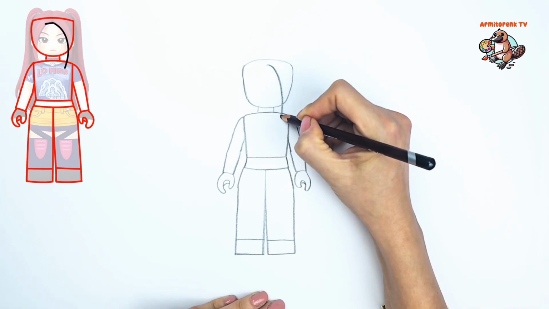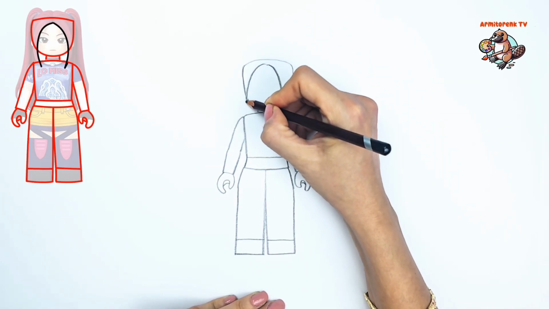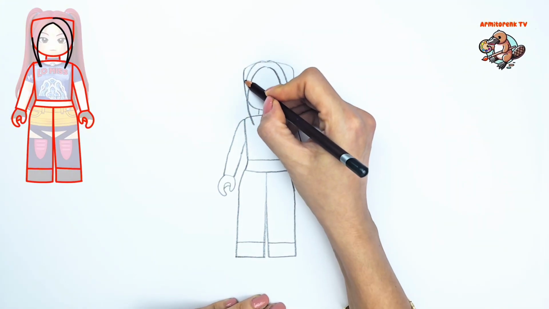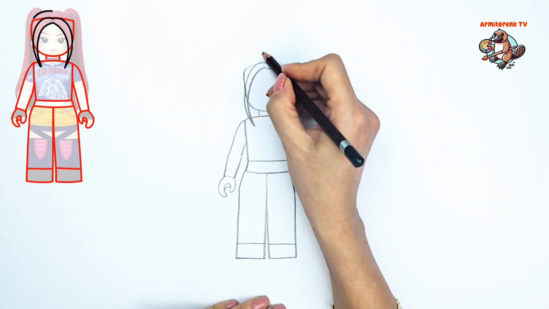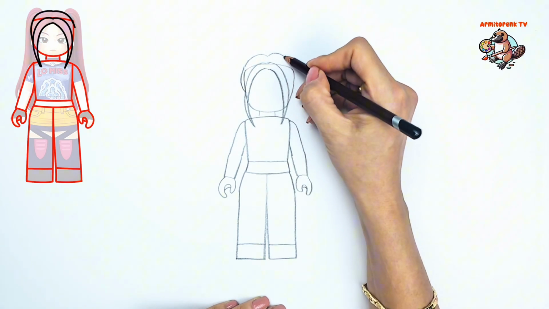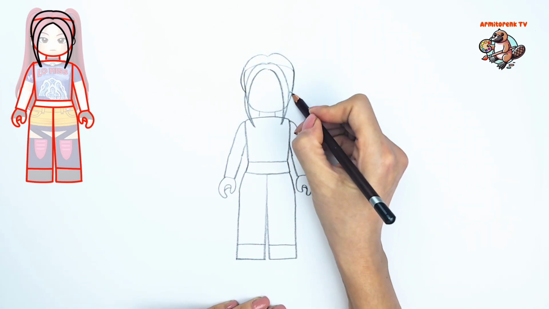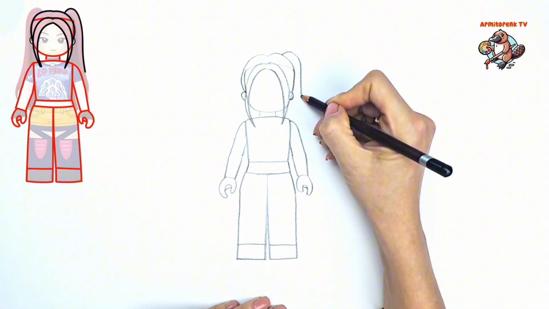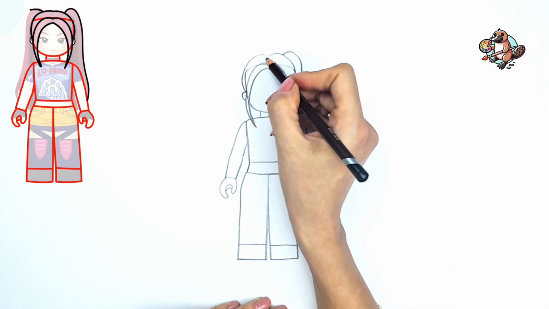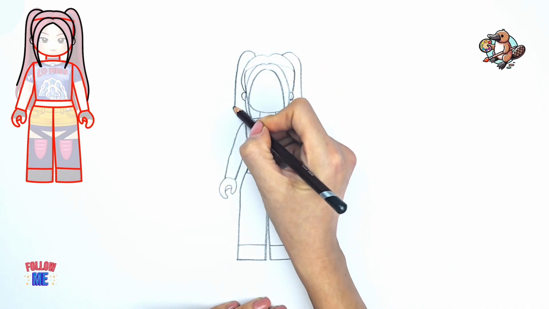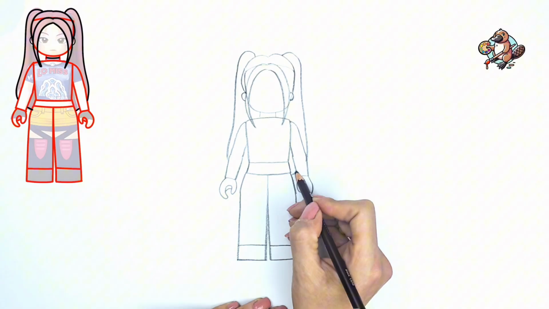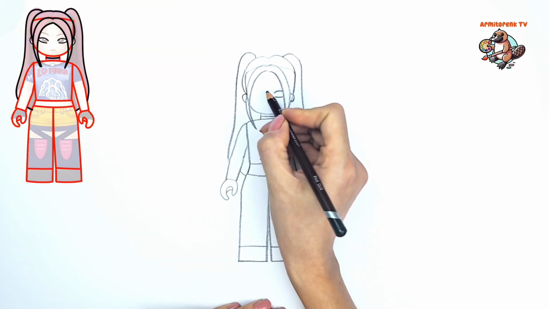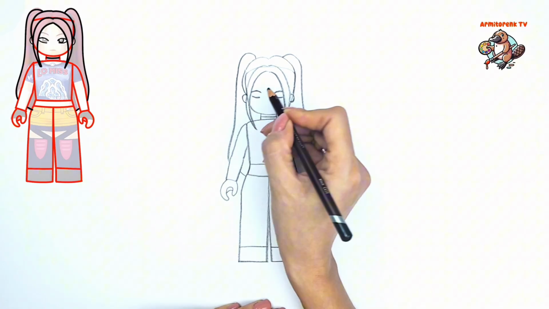Hair. Now draw Mira's hair using simple shapes. Eyes and smile. Draw 2 big eyes and a small happy smile.